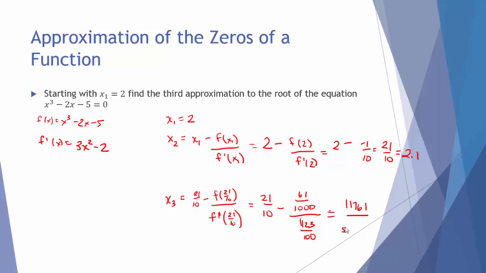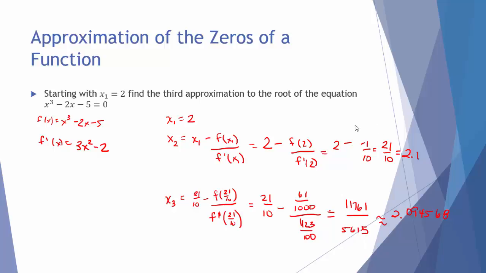So when you put all that together, you get 11,761 over 5,615. So if you want a decimal approximation for that, now this is an approximation, it's 2.0945568, etc. There's more to that, but that's it. So that's our x sub 3. And that's our answer for this one.